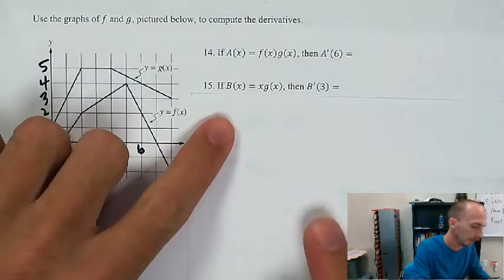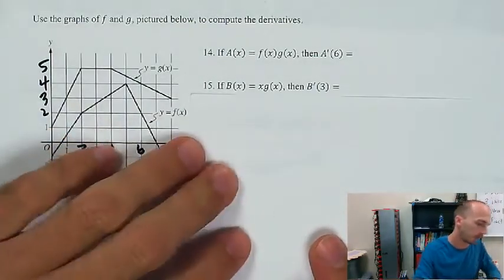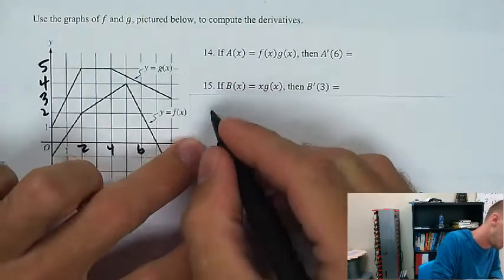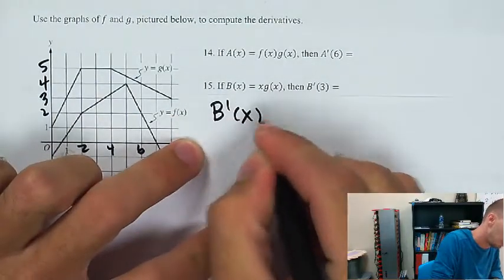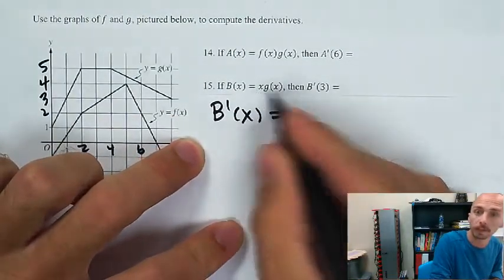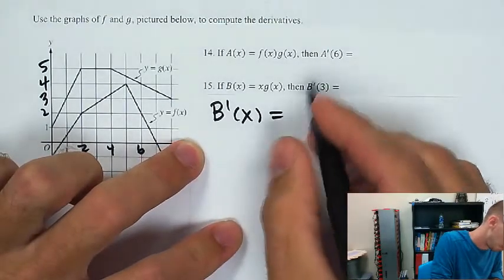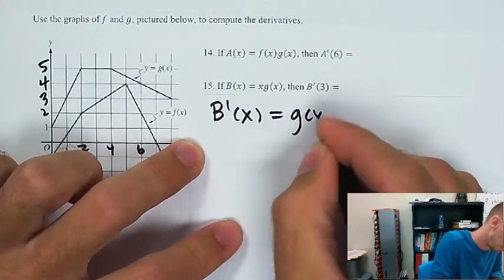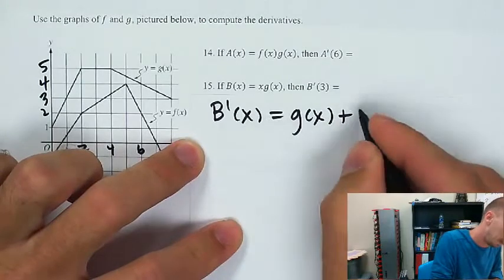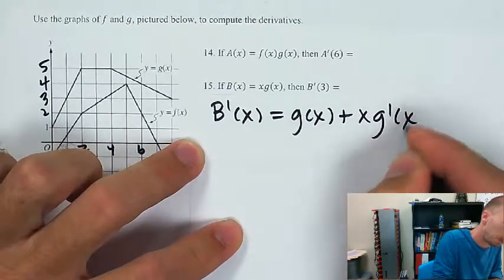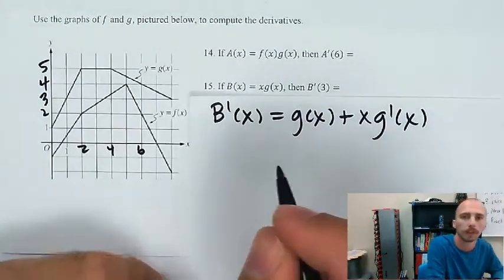Number 15. If b of x is x g of x, well, we're going to need b prime of x first. So take the derivative of x, leave g the same. So that's going to be 1 times g of x, plus, leave x the same, and then take the derivative of g. So it's going to be g prime of x.